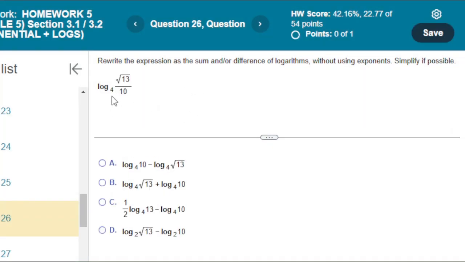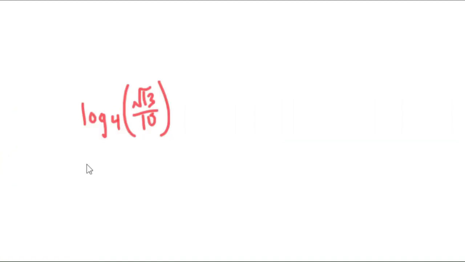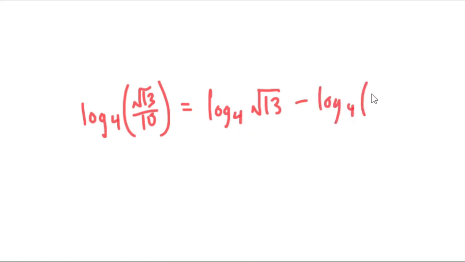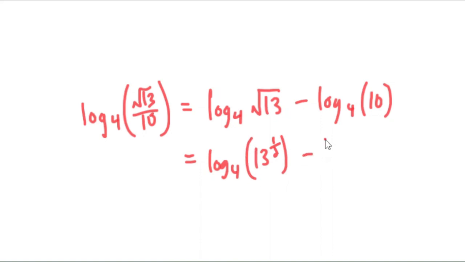Okay, this one is similar, log base 4 of the square root of 13 over 10. Okay, so how do we do this one? We're going to rewrite it since we have a quotient here. We're going to rewrite this as log base 4 of the square root of 13 minus log base 4 of 10. Now, the square root of 13 is the same thing as 13 to the 1/2 power, so we could rewrite this as log base 4 of 13 to the 1/2 power minus log base 4 of 10.